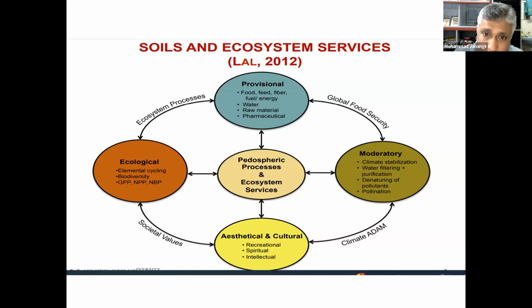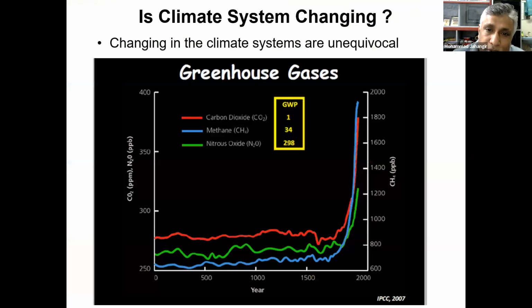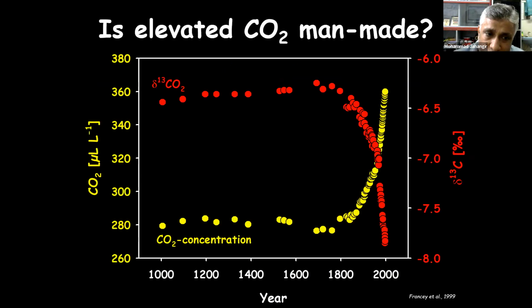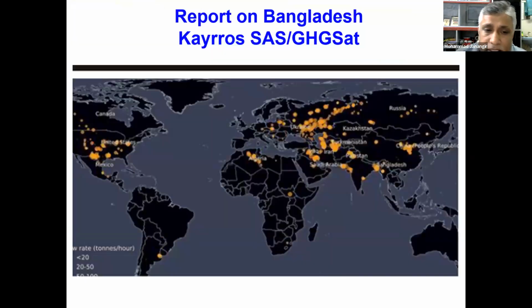On climate change, I think we already know and believe that the climate system is changing. I don't need to talk about it here. The rise in greenhouse gases, the dilution of carbon dioxide, this is an isotopic technique. This is a sign of climate change. Just one example: a recent report on Bangladesh, CGIAR, I think you all know this, identified some hot spots of methane emission in Bangladesh. Unfortunately, we do not have any measured data.